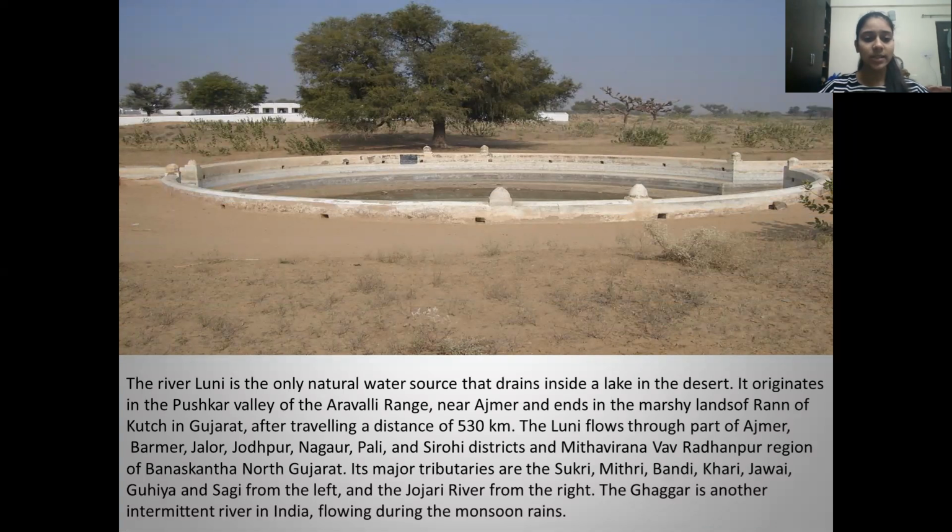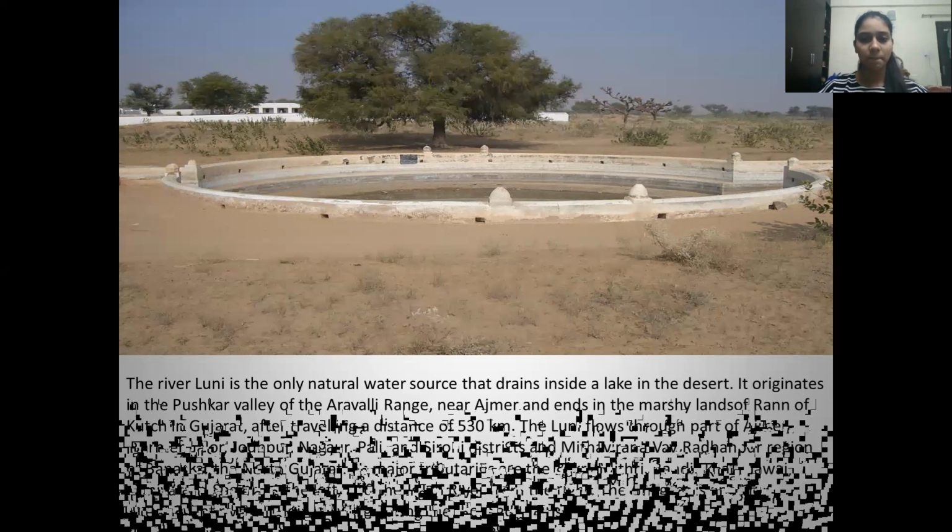The river Luni is the only natural water source that drains inside a lake in the desert. It originates in the Pushkar Valley of the Aravali Hills near Ajmer and ends in marshy landforms, the Rann of Kutch in the desert, after traveling a distance of 530 kilometers. The Ghaggar is another intermittent river in India flowing during the monsoon rains.